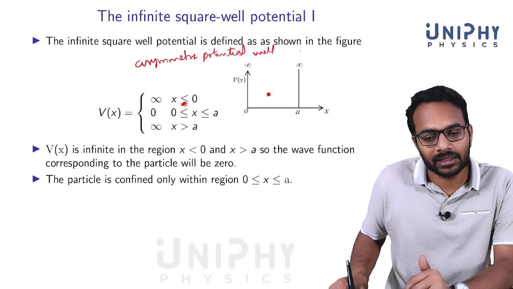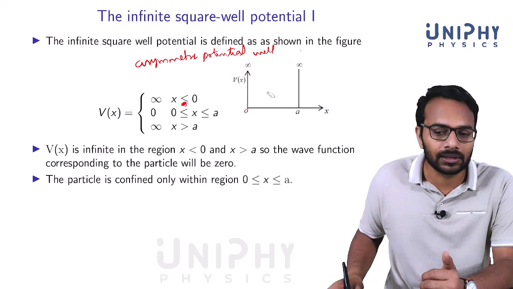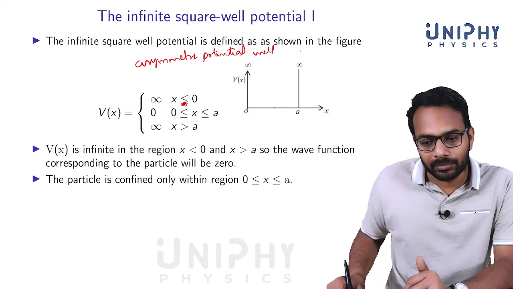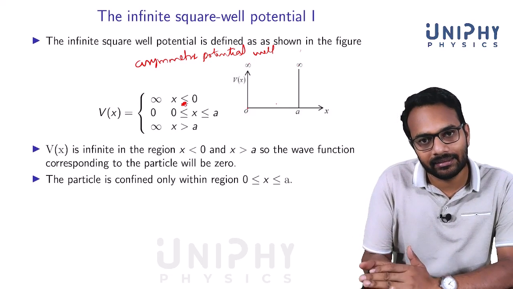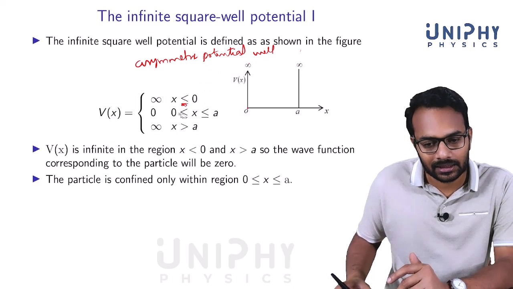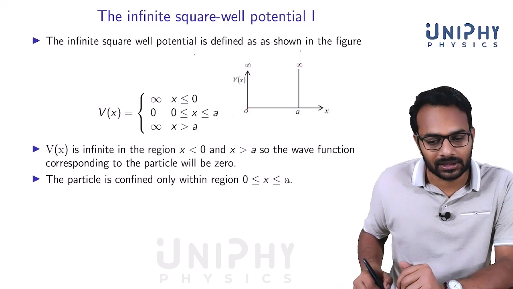Why is it asymmetric? Because we are taking from 0 to a. We can also get the result for a symmetric potential, where we put this in the middle, and say that for x less than minus a by 2 it's infinity, and for x greater than a by 2 it's plus infinity, etc. We'll come to that. Just remember that this is the asymmetric potential.